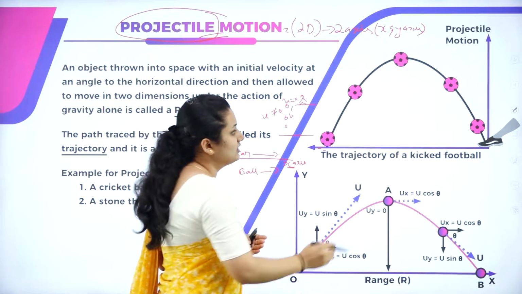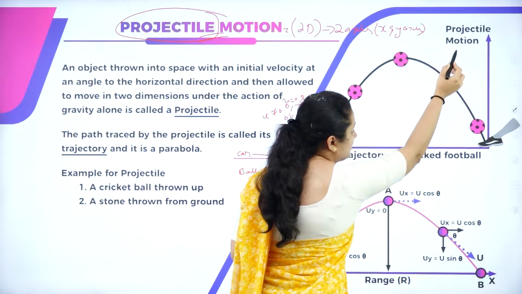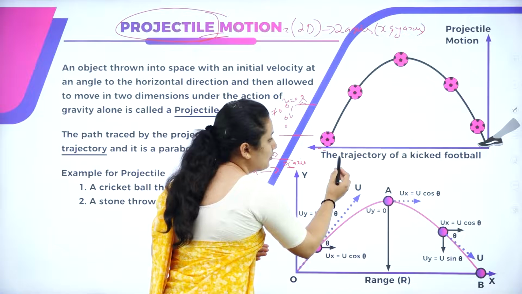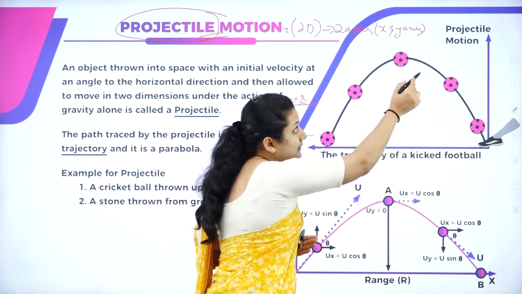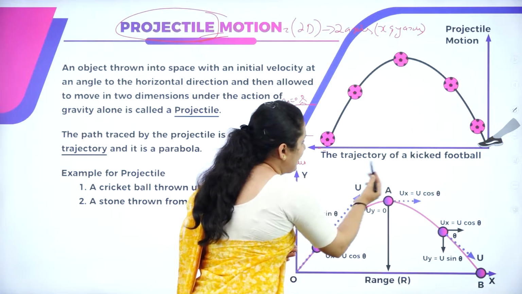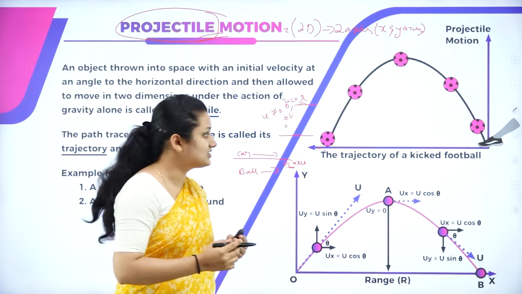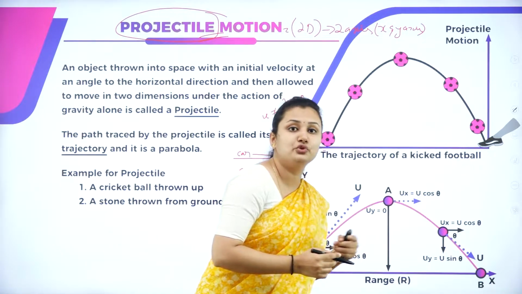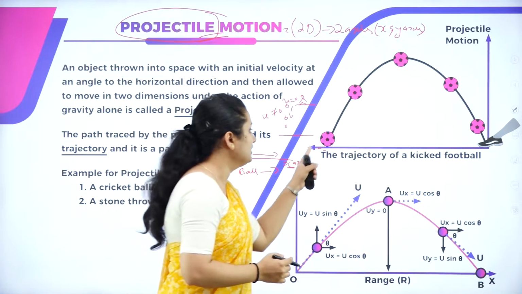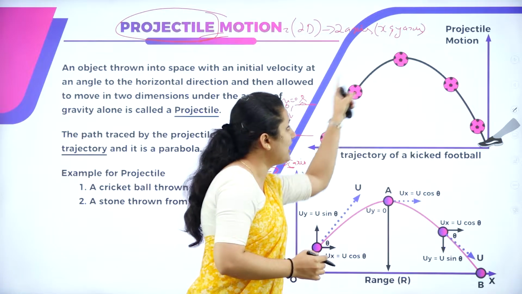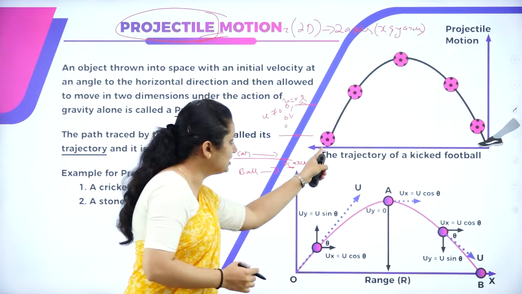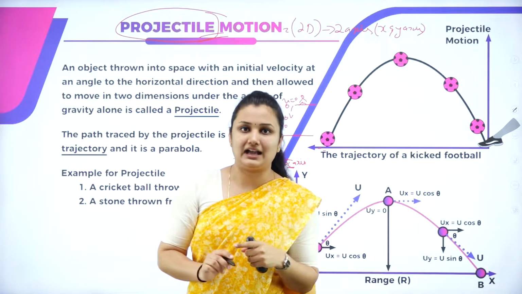You can see that both the Y axis, the vertical axis, and the X axis, the horizontal axis, are describing the motion of the football that's kicked by the boy. This is the trajectory, this is the path followed by the football to reach the horizontal axis.